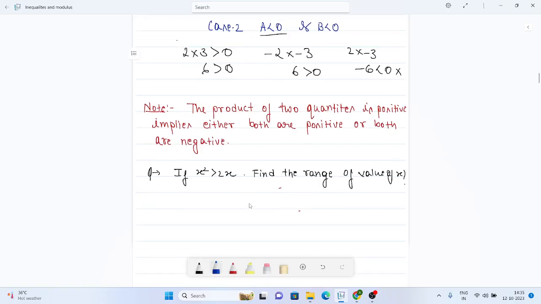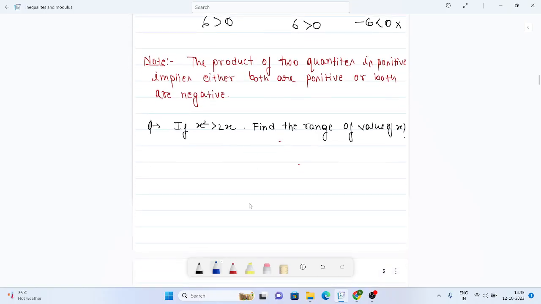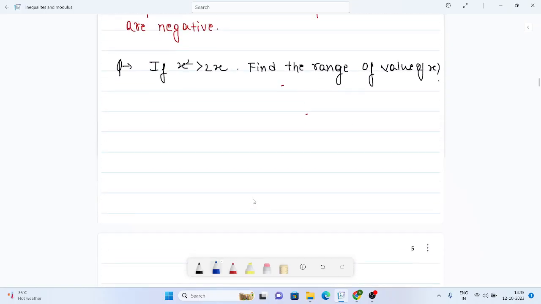Okay, so we move on to the next concept. I have solved this question for you. The question given is, if x square is greater than 2x, then you have to find the range of values of x.